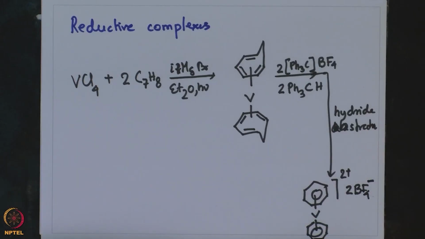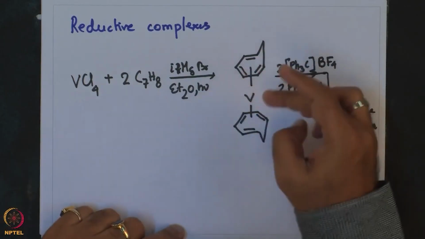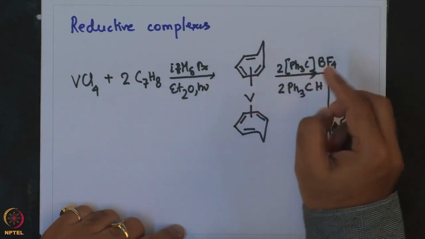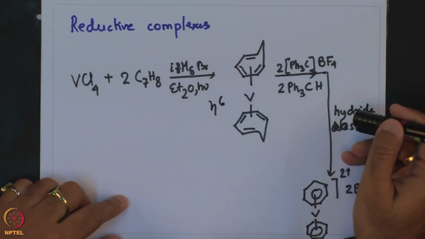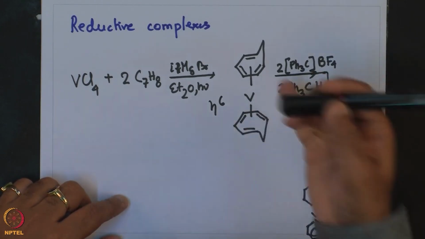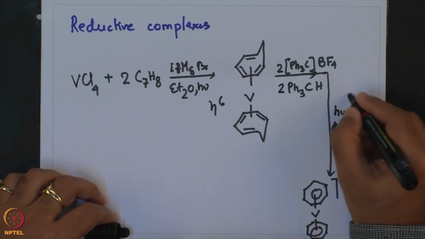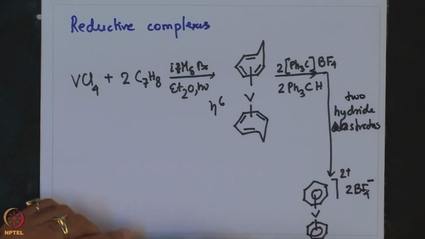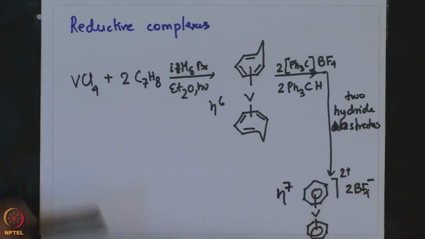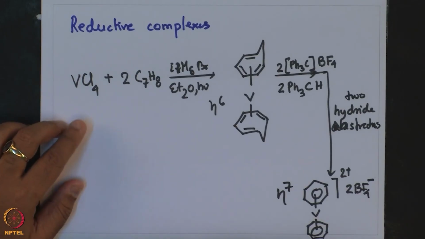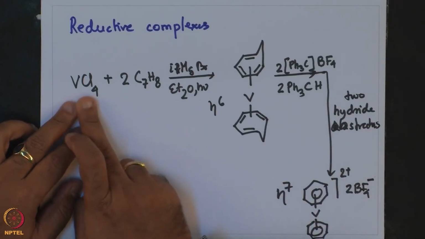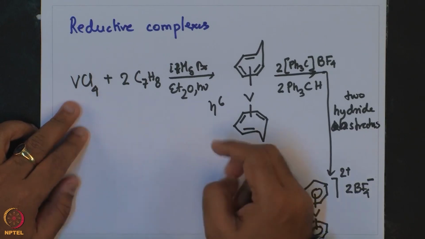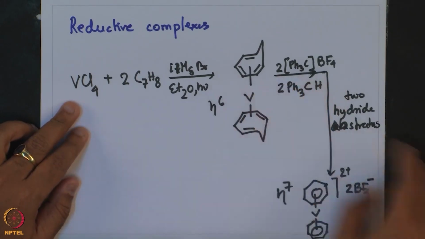So, here we see that this is an interesting example where first the bis C7H8 complex containing eta 6 bound cycloheptatriene is formed, which upon abstraction of the hydride, there are 2 hydride abstractions which occur, gives this dicationic eta 7 bound C7H7 bis complex of vanadium. So, this reductive coupling method is successfully used in synthesizing this complex, and over here we see the vanadium undergoing reduction from vanadium plus 4 to vanadium 0 state as is shown over here.